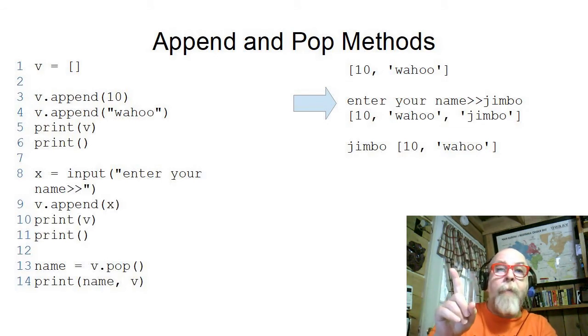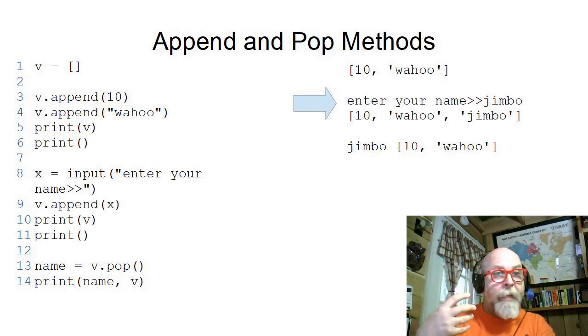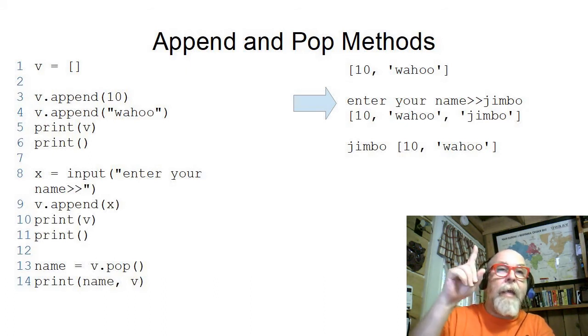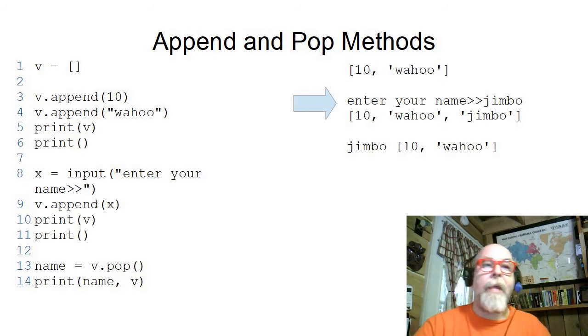So down below, I print name, comma, V. So I would print the name that it popped from the list, and it would also then print the list as it exists. And you can see that the list now contains 2 items and it printed my name.